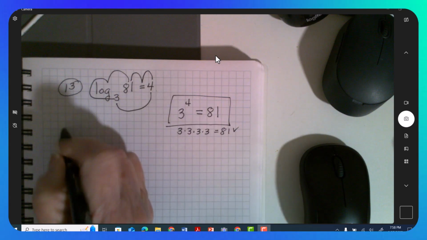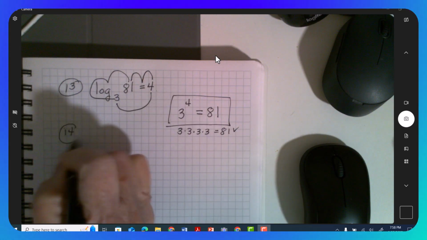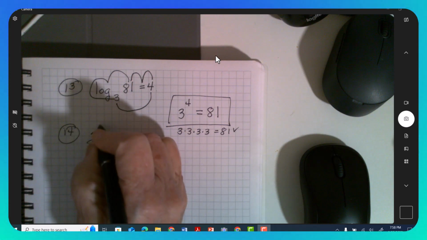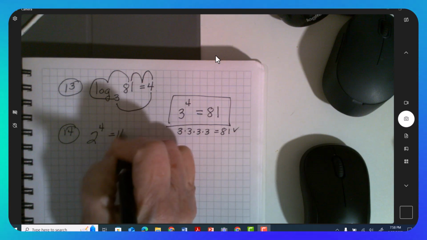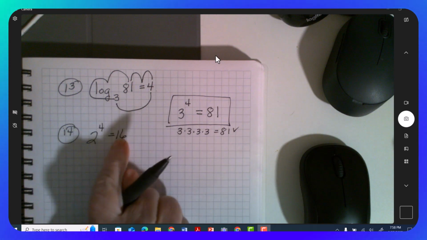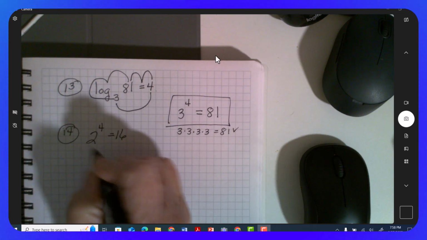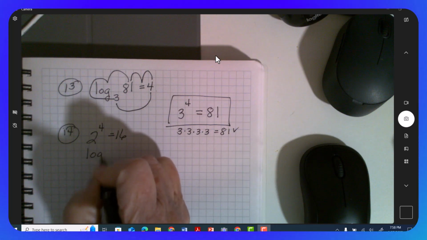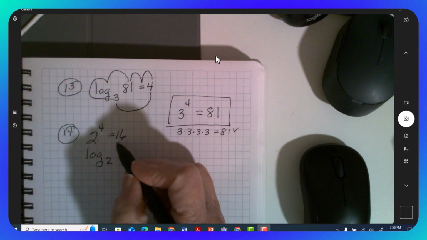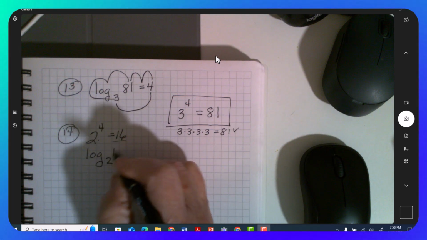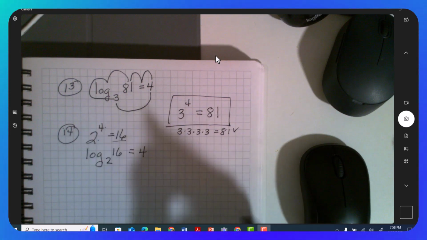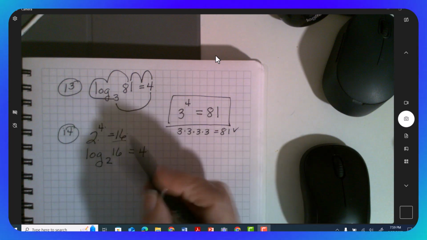Okay. Now to question number 14. We're asked to write the exponent form 2 to the 4th power equals 16 in log form. So we're writing the inverse of each of these functions. All right, so we start with log. Our base is 2. The base goes here, a little bit below that line. The answer goes here, equals, and then the exponent goes here. So those are inverses. Let me check my work.